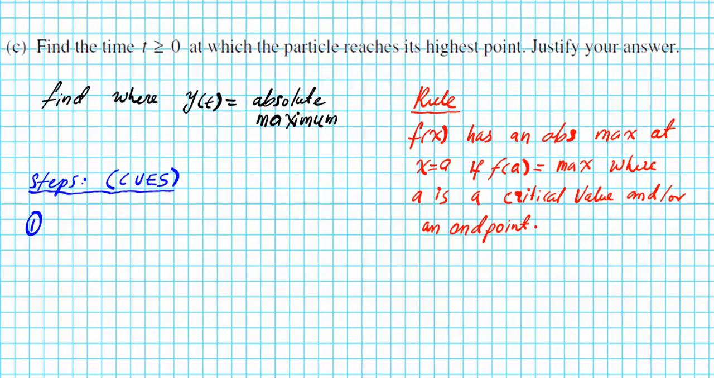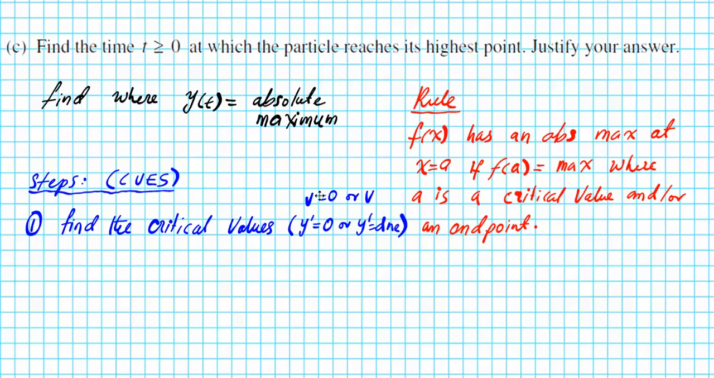Step one, you have to find the critical values. What are the critical values? These are where the derivative is equal to 0 or does not exist. So in this case, we're looking at y of t, so where y prime is equal to 0 or y prime does not exist. Remember, y prime is the velocity, so this can be written as where v is equal to 0 or v does not exist.